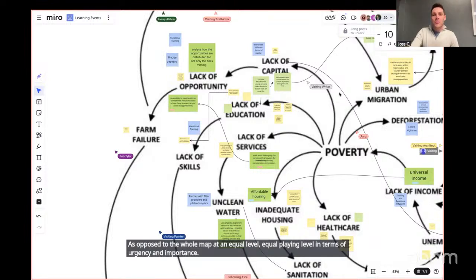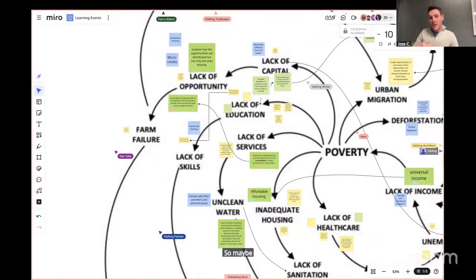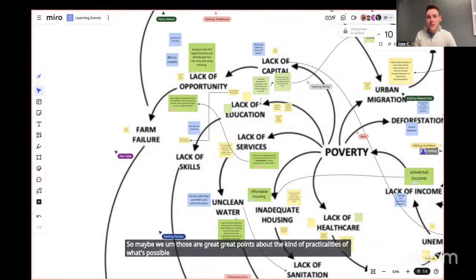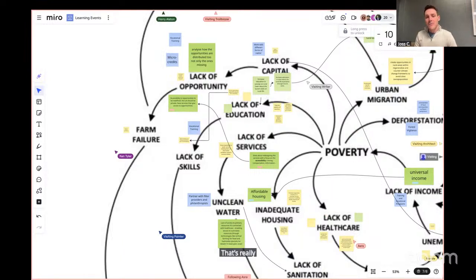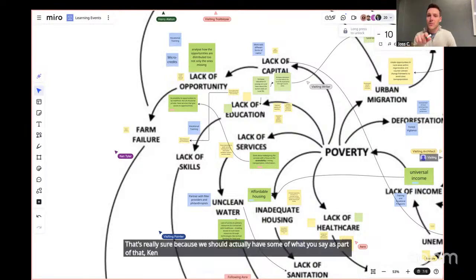So maybe those are great points about the practicalities of what's possible and what's really going to work in the short run, at least, and so forth. Maybe we jump into our assessment, Ezra, shall we? Because we should actually have some of what you say as part of that, Ken. Maybe it's not there fully, but we'll think about it in the future. Ezra, do you want to jump in there?